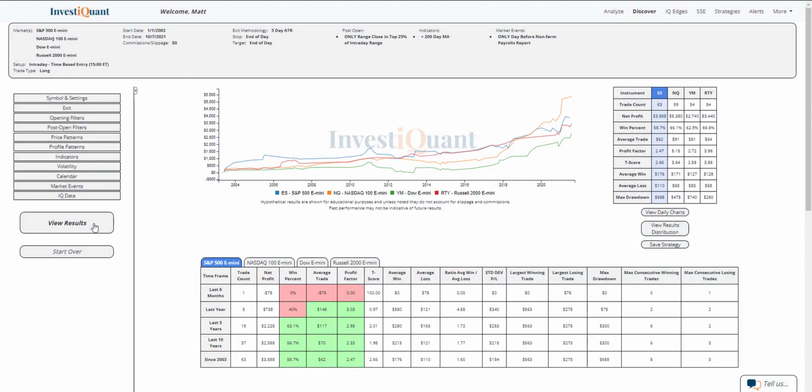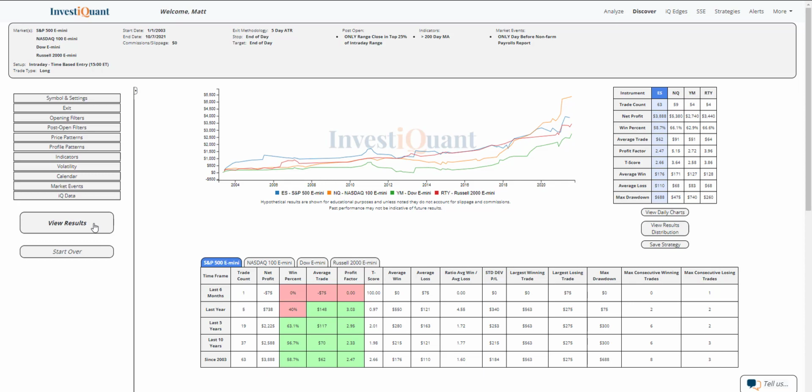These are the results based upon entering the market long at 3 p.m. Eastern time, exiting at 4:15 p.m. Eastern time. When tomorrow is non-farm payrolls report, you're above a 200-day simple moving average, and at 3 o'clock, you are trading in the top 25% of the intraday range. Historically, this pattern has 63 samples in the S&P, 59 in the NASDAQ, 54 in the Dow, and 54 in the Russell as well.